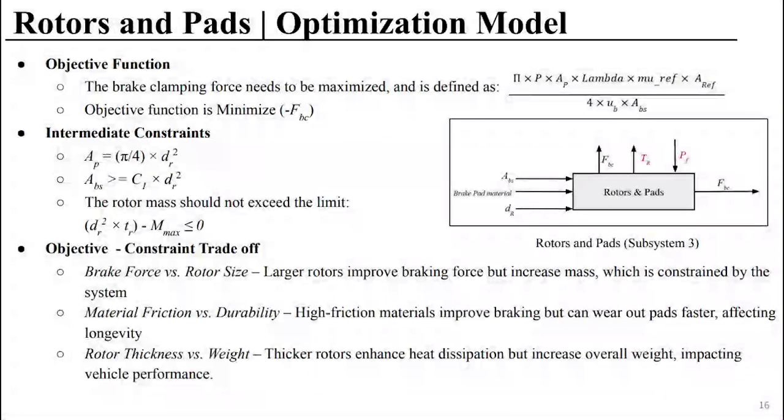the screen. The objective function here is to maximize the brake clamping force, FBC, which is converted into a minimization problem with a negative sign using a null negative form. The intermediate constraints are shown on screen, while the objective constraint trade-offs indicate that there is a requirement of designing a rotor that is large but also light, while providing high friction between the assembly components.